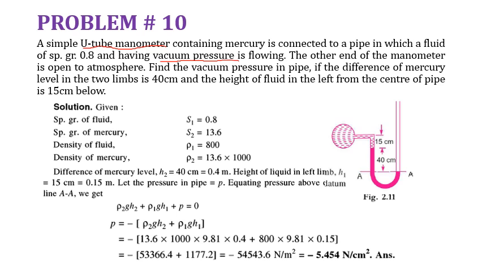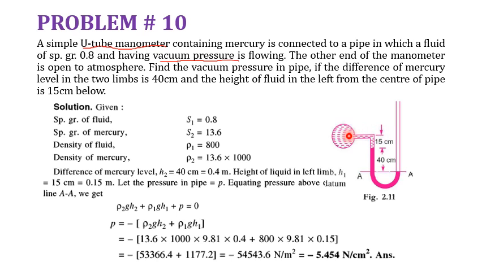As we know, when the pressure inside the pipe is higher, the mercury level in the other limb will be higher. If the pressure is reduced, then the mercury level will also be lowered. The other end of the manometer is open to atmosphere, as always the case. Find the vacuum pressure in the pipe if the difference of mercury in two limbs is 40 centimeter and the height of fluid in the left limb from the center of the pipe is 15 centimeter.